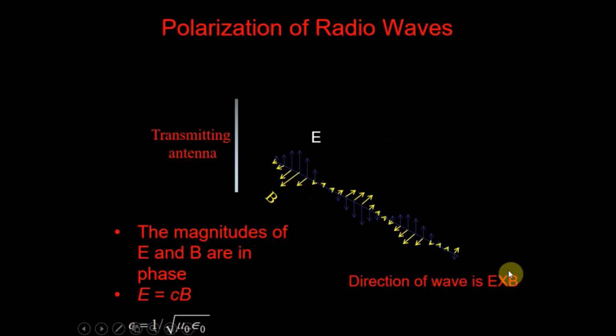We'll end up with waves moving out in some direction of E cross B. If the electric field is 90 degrees to the magnetic field, you'll end up with a direction of propagation, essentially in a straight line, 90 degrees to the two of them.